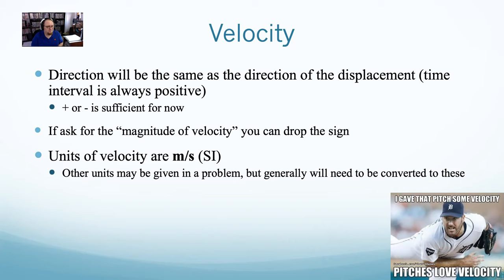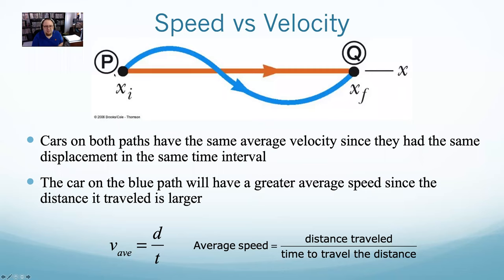Okay. Now, to get really to the case in point, the difference between speed and velocity, let's say I have two cars, an orange car and a blue car, and they both go from point P to point Q in the same amount of time. What I can say is both cars have the same average velocity because both of them had the same displacement in the same time. But the blue car will have a larger average speed than the orange car because the blue car had a longer distance than the orange one. And so it matters whether we're talking about average velocity or average speed. They'll be different for the two.